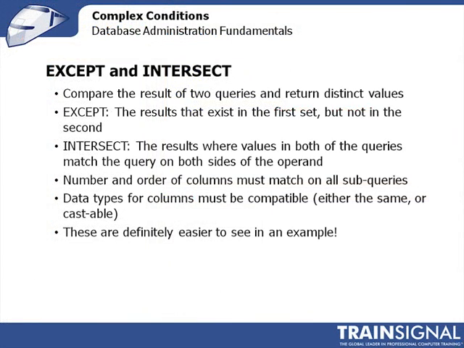Except and intersect are very similar to union in that they take 2 queries, but here they compare the results of those queries and return distinct values. When you use except, you get all of the results that exist in the first set that do not exist in the second. With intersect, you get the results where values of both of the queries match the query on both sides of the operand.